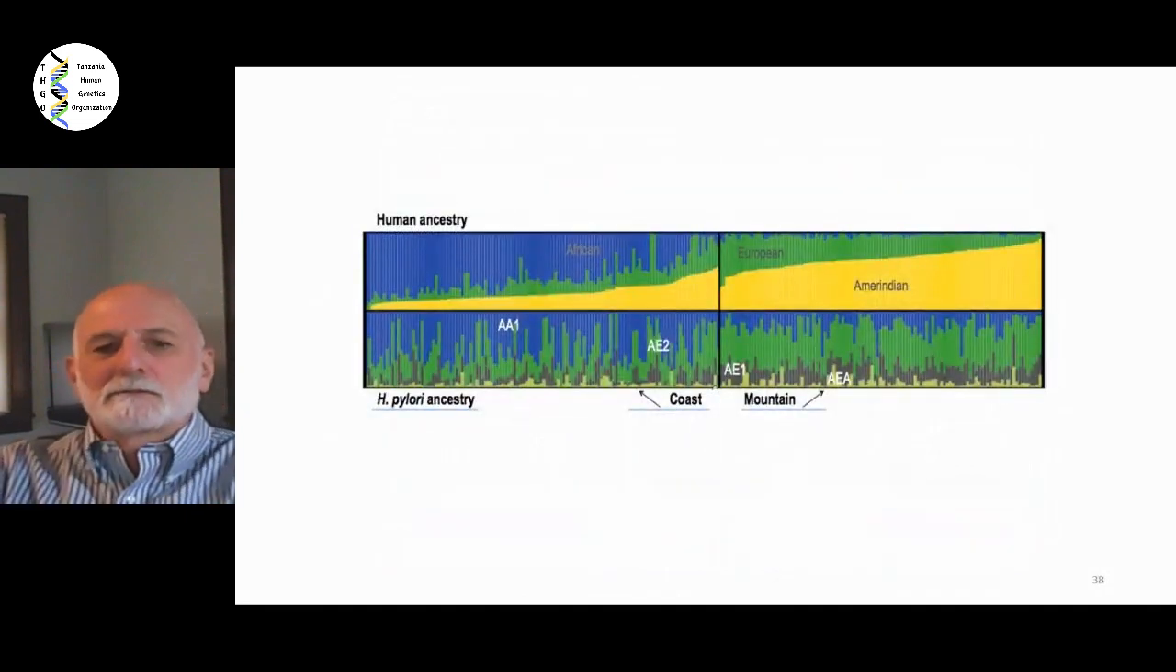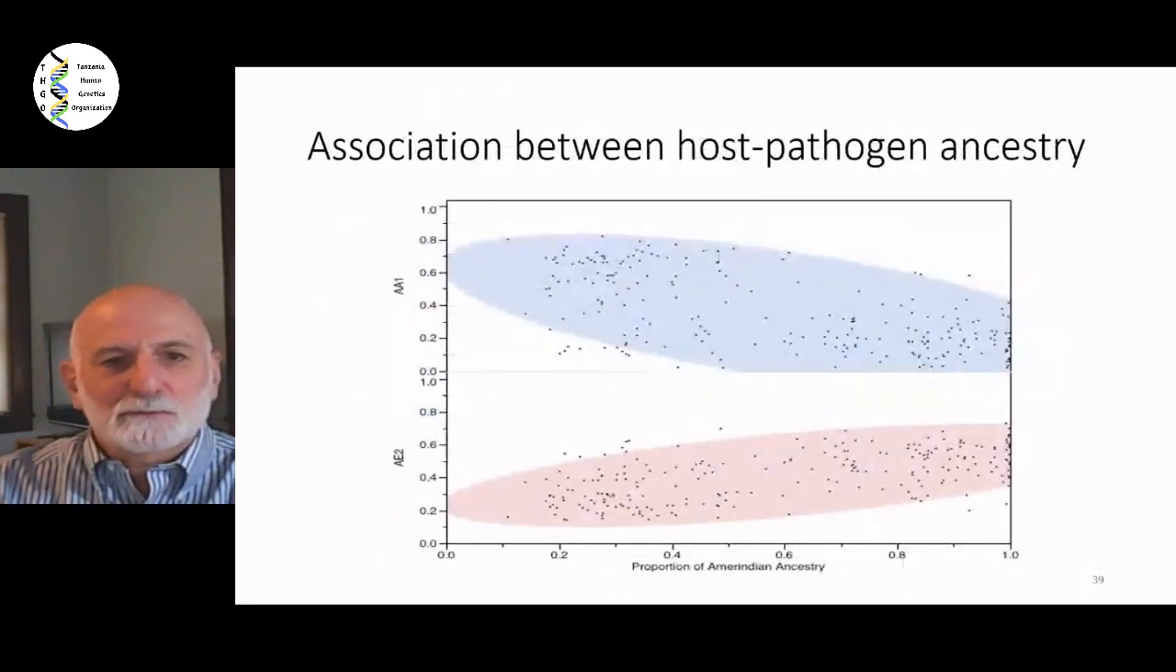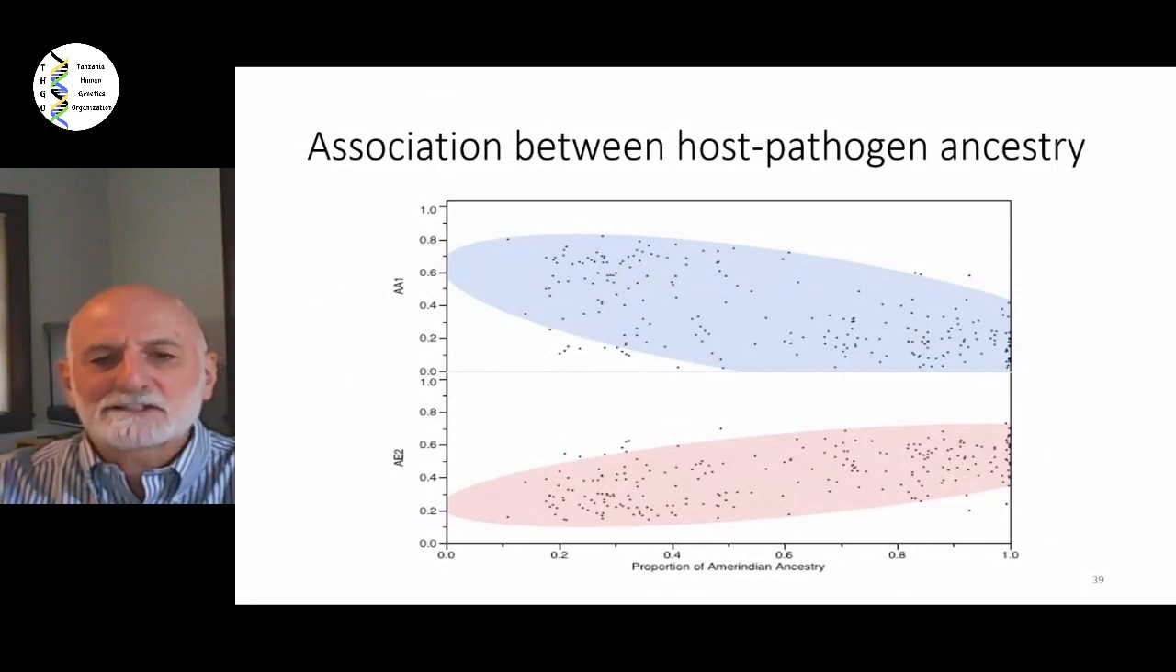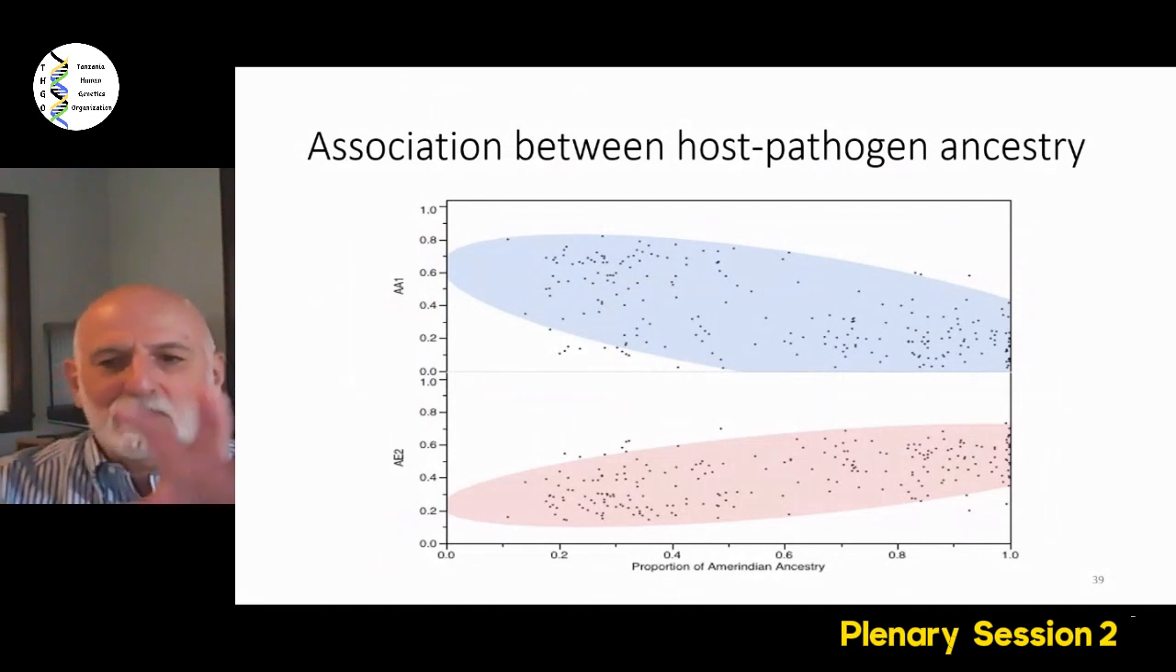And this is a similar view to what I showed before, but on the left-hand side is the coast, on the right-hand side is the mountains, and each vertical line going down is the human ancestry, and for the same individual going down, it's the H. pylori ancestry. You can look at this cluster plot. Basically, the top half is the African 1 ancestry of the bug, the bottom half is the European, and along the x-axis is the proportion of Amerindian ancestry. You can see as Amerindian ancestry increases for the humans, so does the European ancestry of the bug. And as Amerindian ancestry increases in the humans, the African ancestry decreases. That is where we got the idea to do this when we saw this plot.